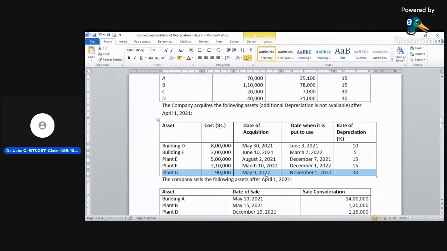When is it purchased during the year? May 9th, 2022, and it was put to use on November 1st. Is it in the year 21-22? Definitely not.